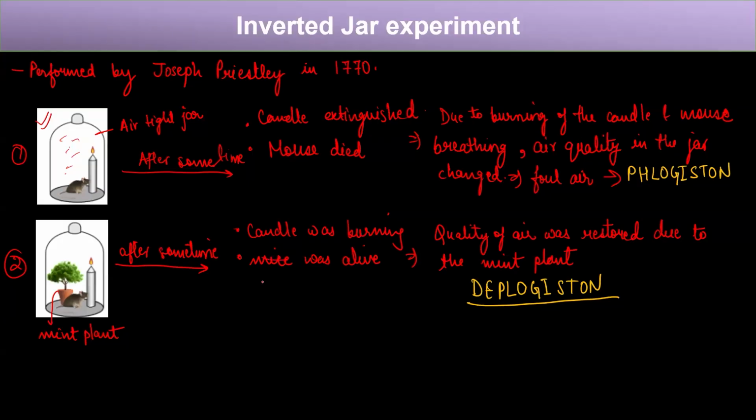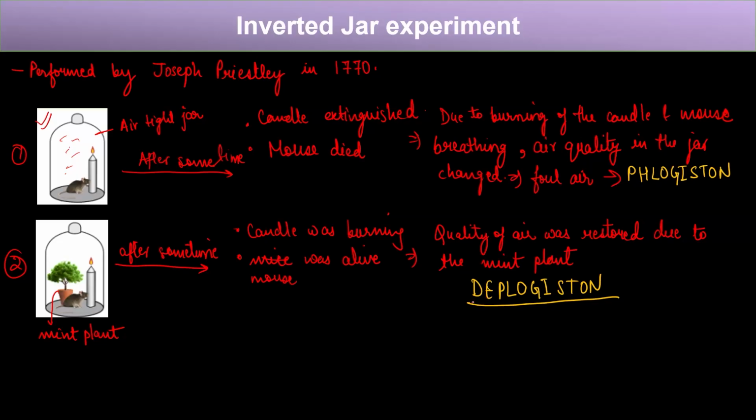And in the second case, the mouse was alive, because this mint plant, like any plant, produces oxygen, right? The oxygen was getting used up by the mouse and the burning candle, while the carbon dioxide they released was used by the mint plant. Hence the exchange of gases was taking place, which kept the mouse and the candle alive. At that time, because oxygen was not known, these things were called phlogiston and dephlogiston.